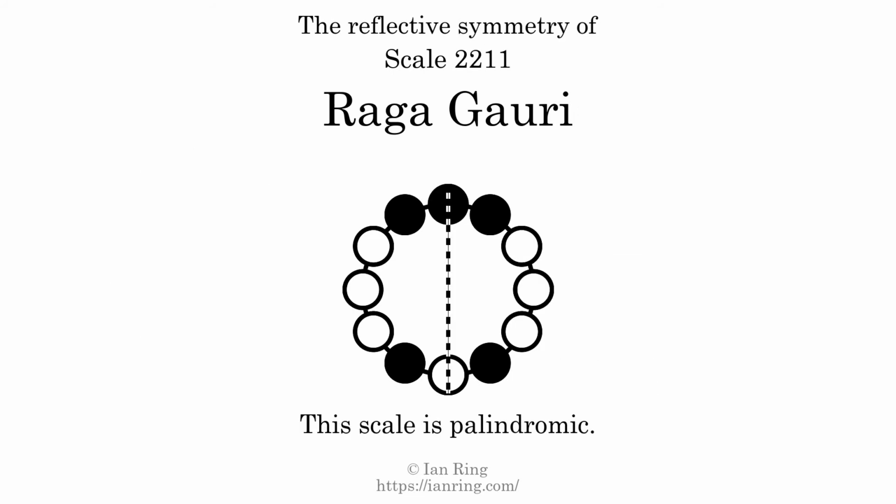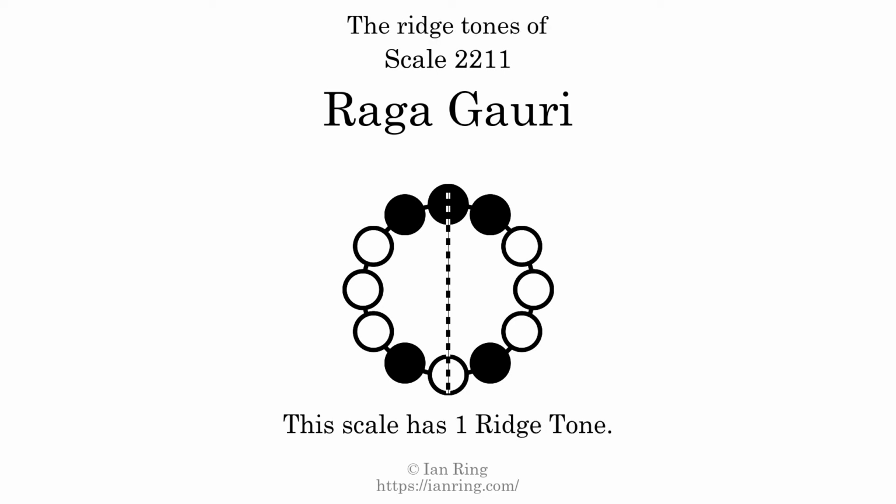This scale has reflective symmetry across an axis positioned at the root tone. This scale has the same pattern of intervals both ascending and descending, so we call it palindromic. This scale has one ridge tone.